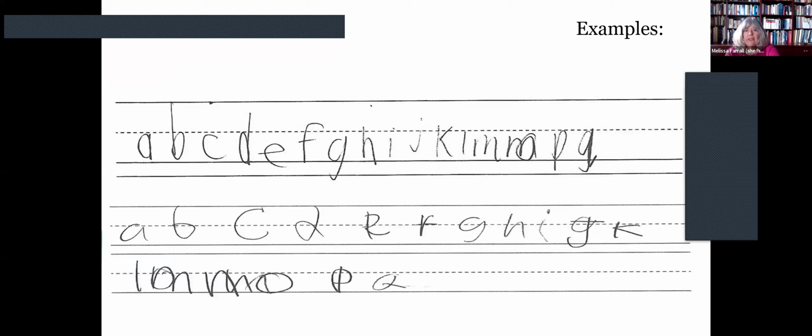A, B, C, D, F, G, H, I, J, K, L, M, N, O, P, Q. We kind of lost the rest of the alphabet. Next line, A, B, C, D, E, F, G, H, I, J, K, P, Q. We're not good at the end of the alphabet at all.